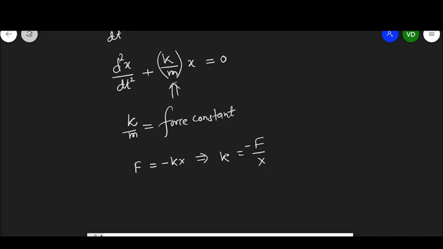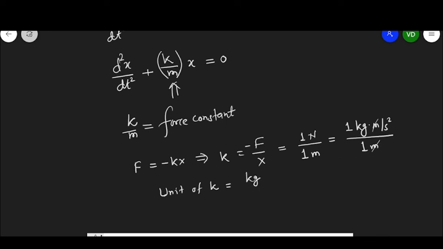Okay. Now how can you find out the dimension or unit of k? Now we know the unit of F. The unit is always positive. So it is 1 Newton divided by 1 meter. Now what is Newton? Newton is 1 kilogram meter per second square divided by 1 meter. Now this 1 meter and 1 meter get cancelled out. So what we get is the unit of k is kilogram divided by second square. That's it.